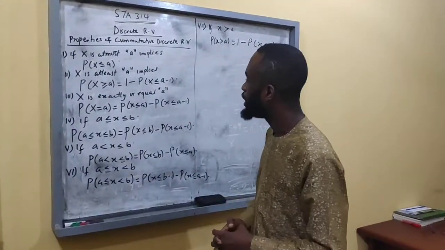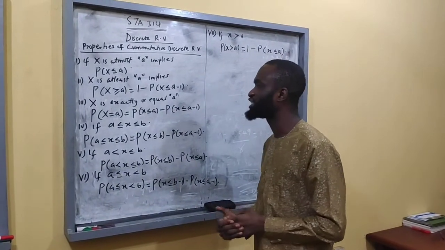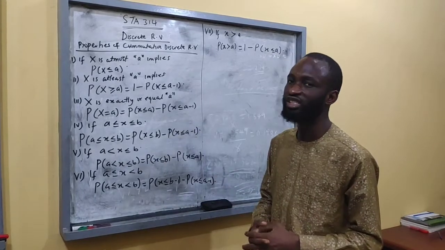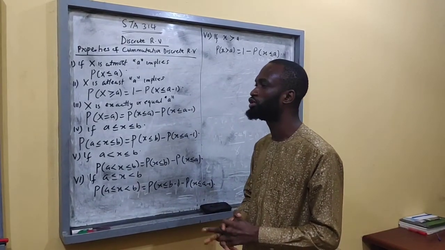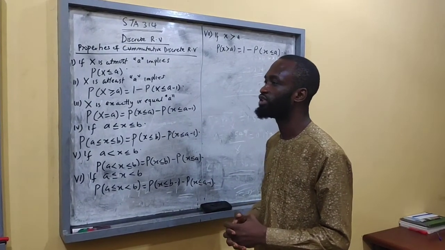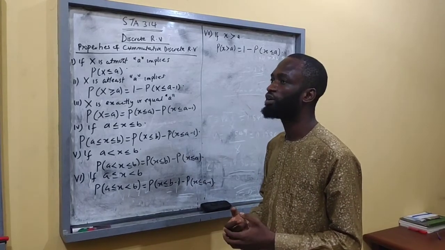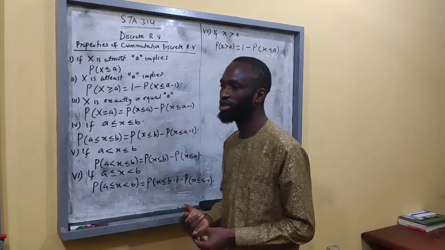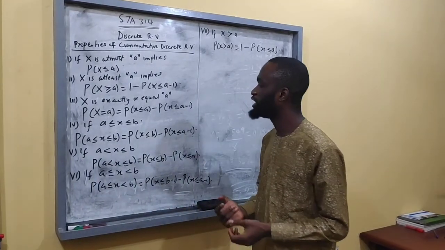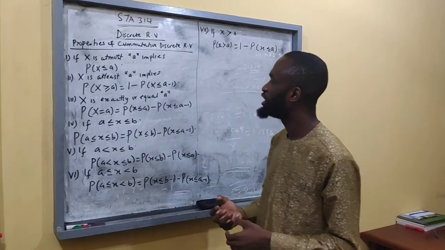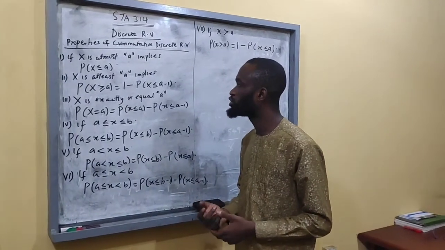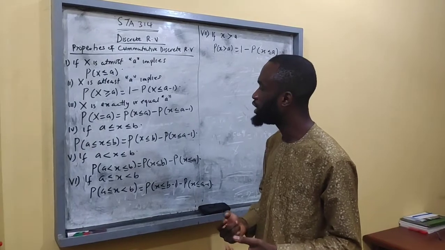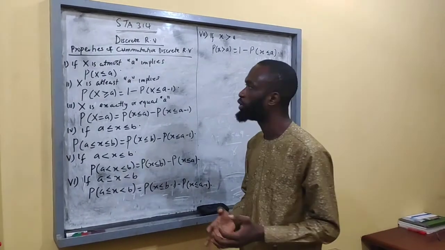Now, my fourth video will look at random variables. We considered discrete random variables, and I told you discrete random variables are divided into three: Bernoulli, binomial, and Poisson distribution. In my fourth video, we looked at the Bernoulli. We also looked at binomial, and that is where we stopped. Now, I want to continue from where we stopped.